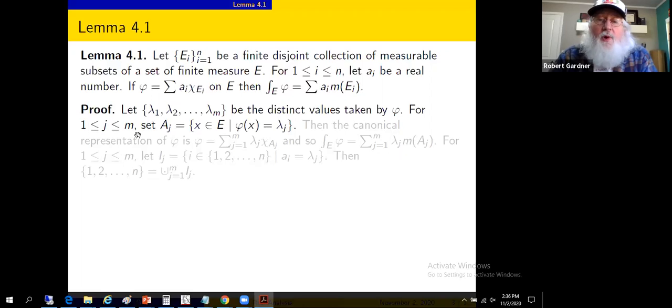For j from 1 to m, define A sub j to be, and m was the number of values taken on, define A sub j to be the x values in E such that phi of x equals lambda sub j.